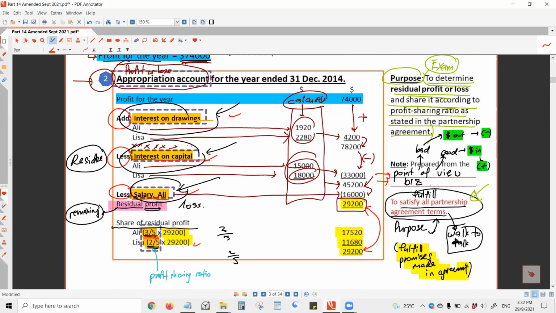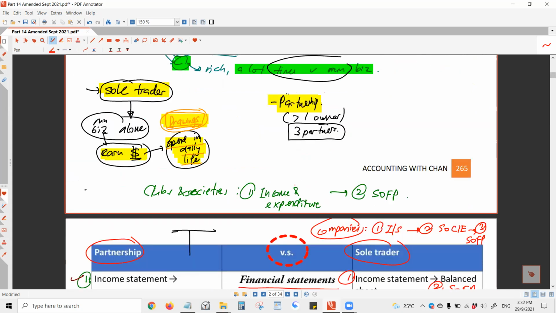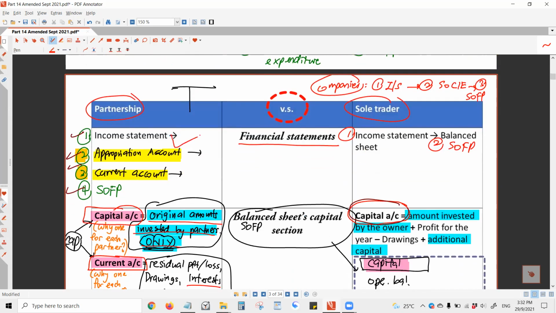So once again, how do you remember what the things here are? Just think of the partnership agreement. And then how do you know which one to plus, which one to minus? Think from the business point of view. Money getting out of the business, you minus; money getting into the business, you plus. After the appropriation account, what to do next? Look at the previous page again. Income statement, you know how to do. Appropriation account, you know how to do.